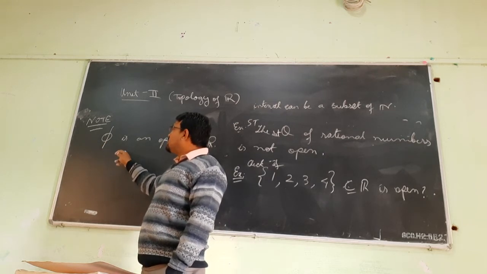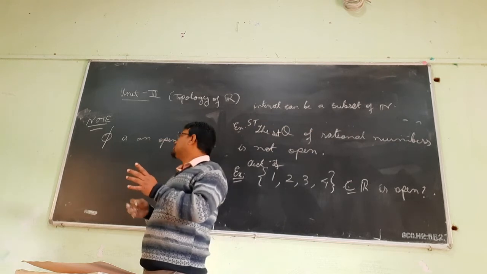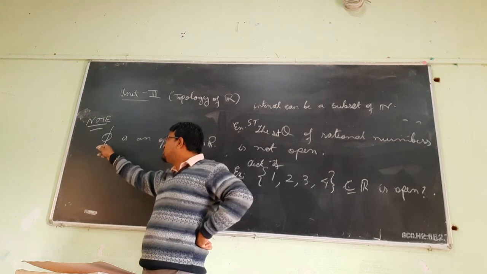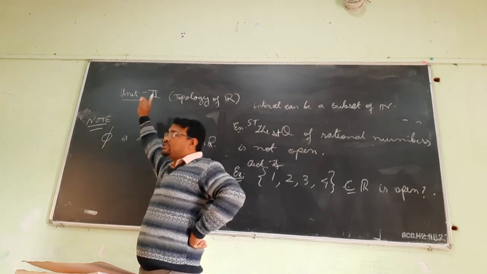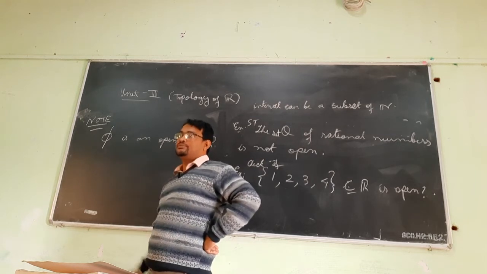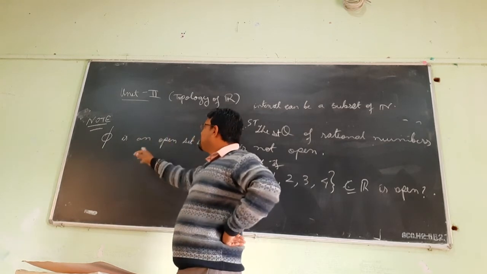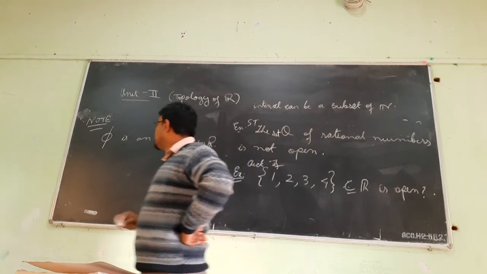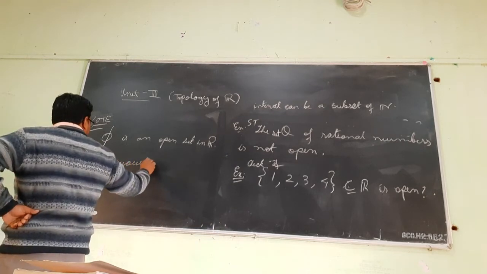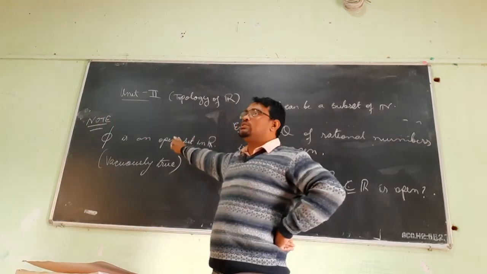So what is the only other possibility? Either a set is open or it is not open. Since we cannot find an element which doesn't satisfy the given condition, we have to agree that phi is an open set. It is vacuously true. This type of thing is written as vacuously true, because we cannot justify that it is false.